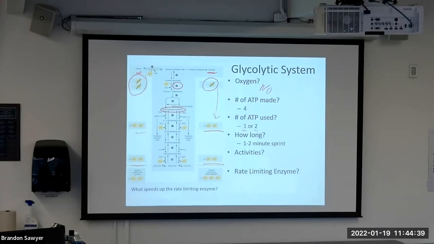Yeah. Other questions on that? Okay. What's the rate limiting enzyme of the glycolytic system? Remember? Okay, awesome. PFK, or phosphofructokinase.